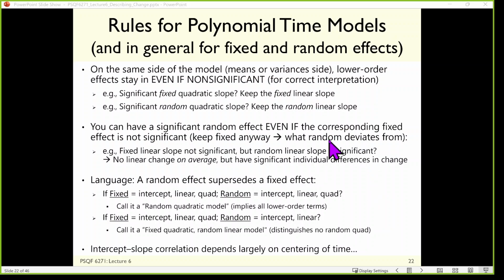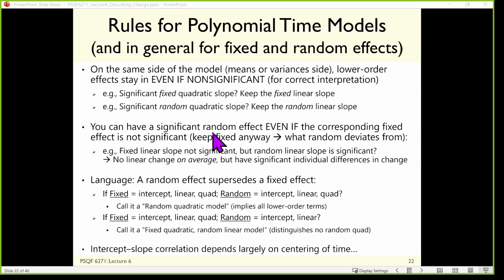So here are some guidelines in terms of what you can and can't do in terms of model comparisons. So on the same side of the model, lower order terms stay in even if they are non-significant. Meaning, like if I have a significant fixed quadratic slope, I keep the fixed linear slope underneath it regardless, because it's the same idea as having the main effect as part of your interaction stay in the model, even if the main effect is not significant. It's needed for the interaction to have the correct interpretation. Likewise, if I have a significant random slope that's quadratic, the variance is significant, I should say, then I would keep the linear slope underneath it because it is hierarchical.